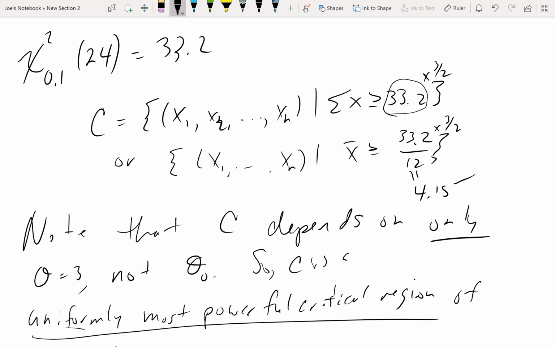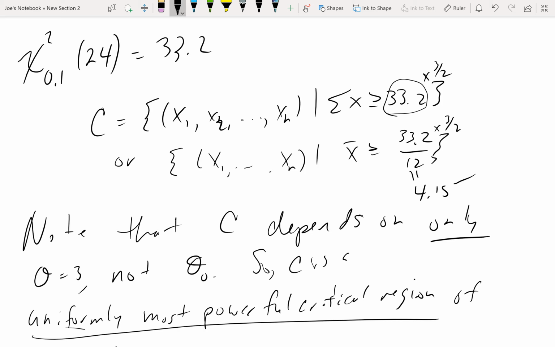Now again, the closer your thetas are together, the lower your powers are going to be. So if you've got thetas that are really, really close together, you'll have to increase your sample size to get the power that you want. If there's a certain power you want, really the only way you can control the power is to increase the sample size.